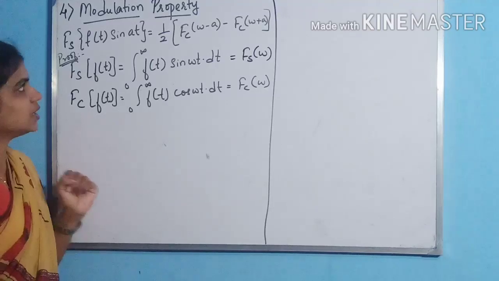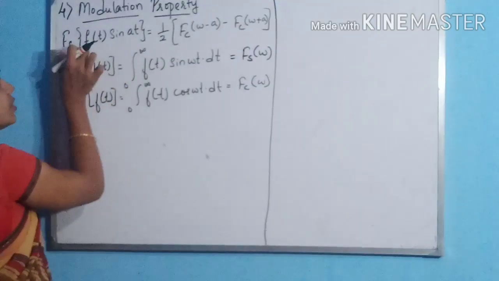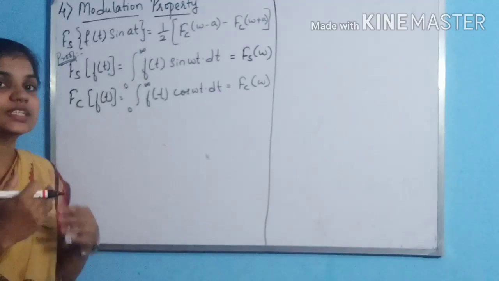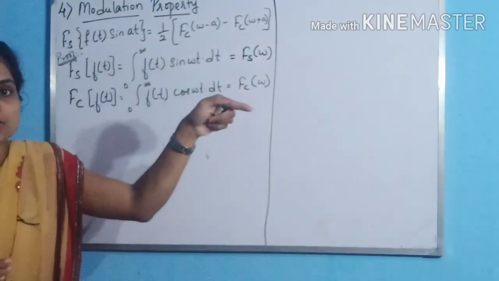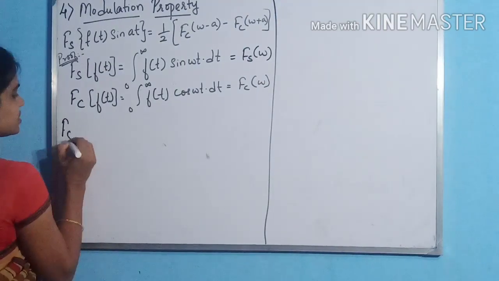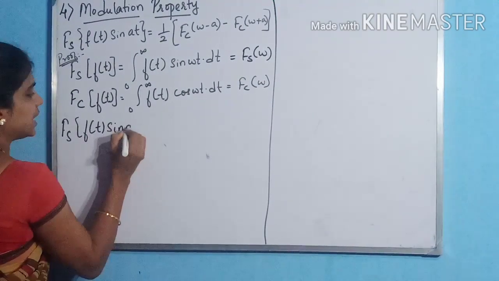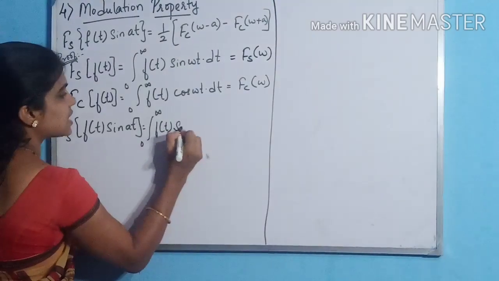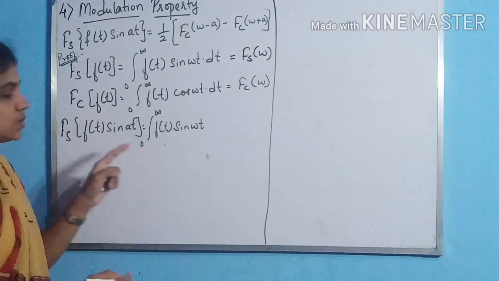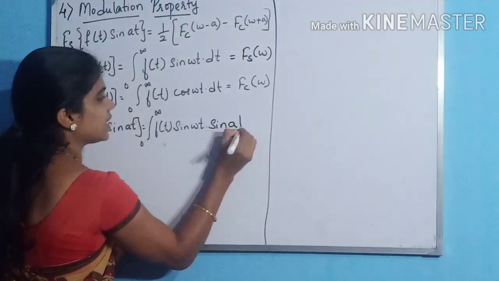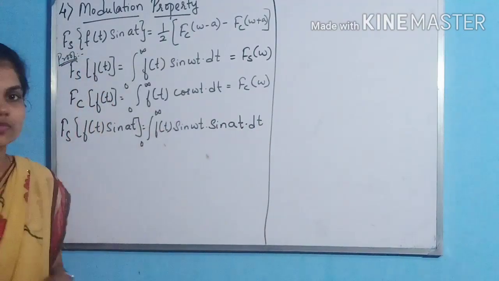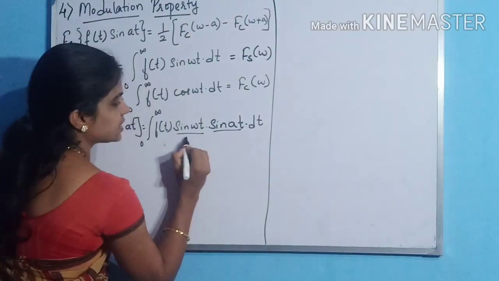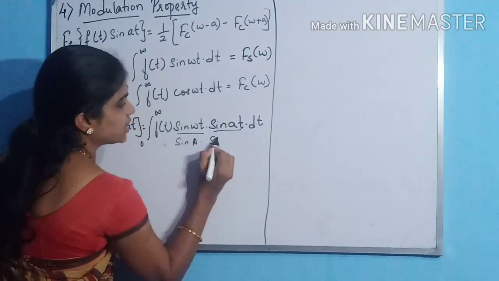Okay. Now, the question is the Fourier sine transform of f(t) sin at. Apart from f(t), I have an extra term, that is sin at. So if I add an extra term sin at, what is going to happen? So Fs of f(t) sin at is equal to the integral from 0 to infinity of f(t) sin(omega t) into sin at dt. Right?